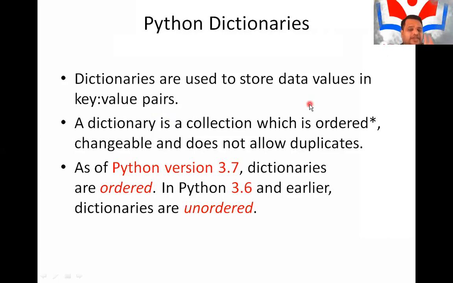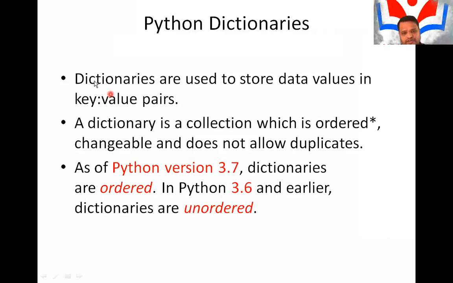For example, name, roll number. Those become the keys. And then the value: what kind of value you are going to specify for that particular key. In dictionaries we store the data in the form of key colon value pairs. The example: name is the key, colon, and then my name is Kartik. So here, name colon Kartik. This is how we specify it.